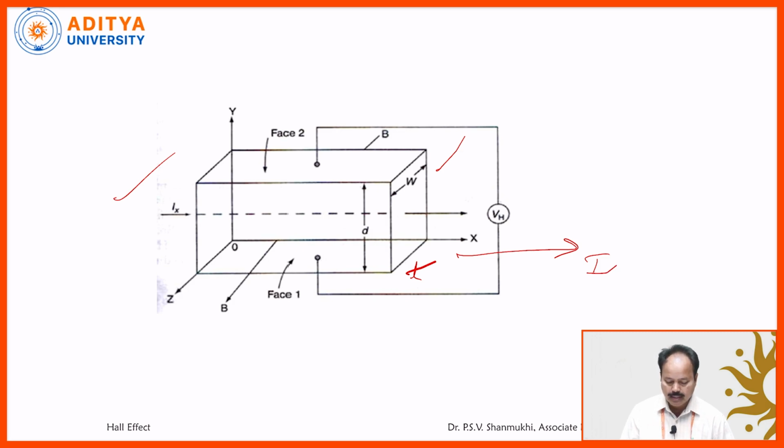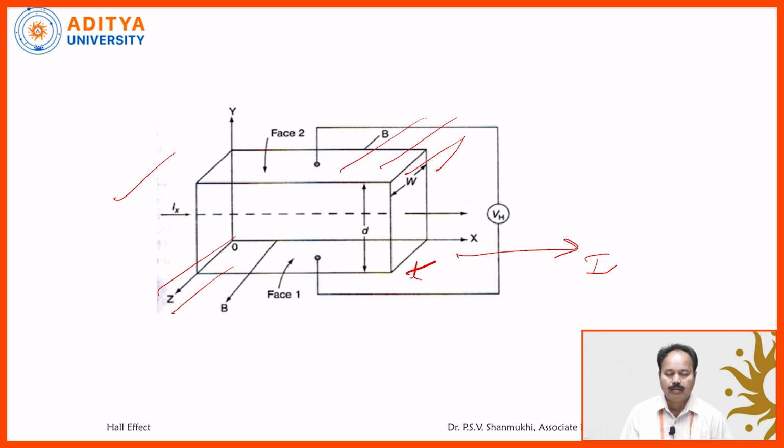So this is subjected to a transverse magnetic field. A magnetic field is applied along z direction. In such a case, voltage is developed perpendicular to both current and magnetic field directions, that is z direction. That developed voltage is called Hall voltage and the phenomenon is called Hall effect.